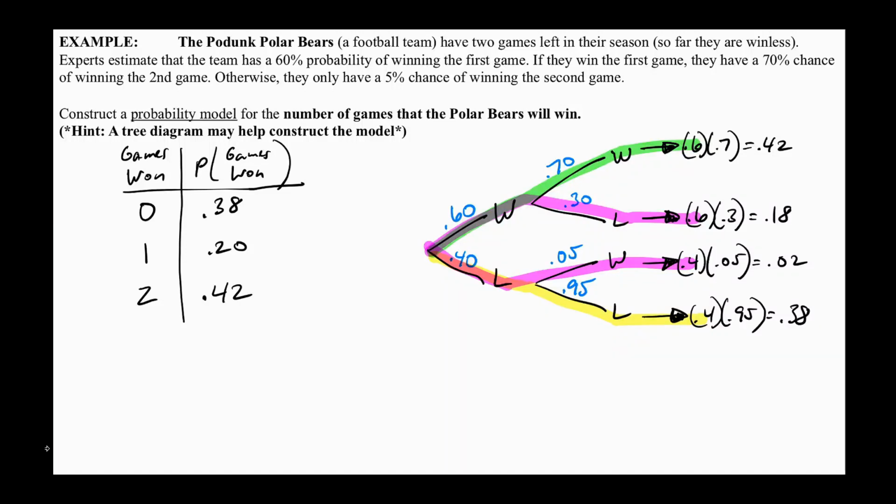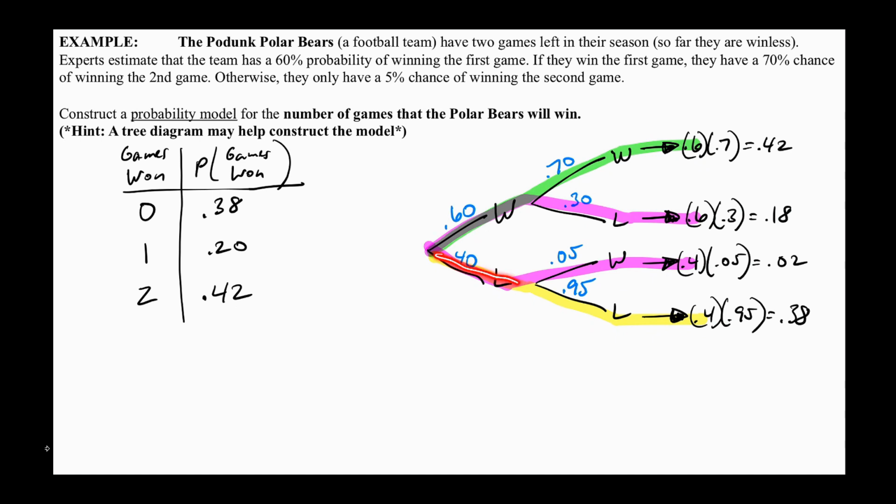Okay, so this is what I did. It said the first game they have a 60% chance, right? First game, win 60%, loss 40%. Now, if they win their first game, it said they had a 70% chance of winning the next game. That means a 30% chance of losing that game. And then if they lose the first game, there's a 5% chance of winning the second game, meaning a 95% chance of losing the second game. So there's only one path for 0 wins. 0 wins is the yellow on the bottom.